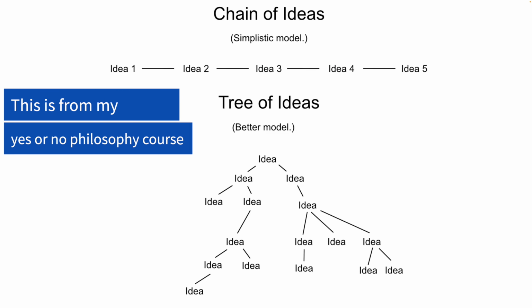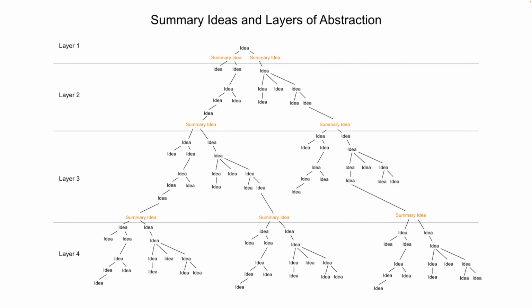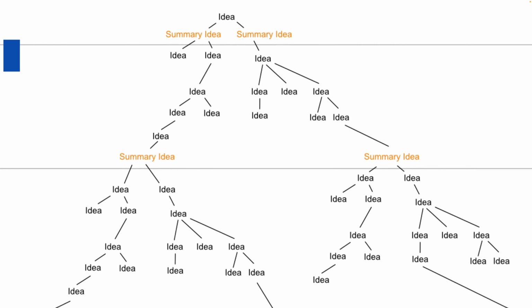Trees can contain ideas. Here's a more complicated idea tree. It uses summary ideas to make layers of abstraction of higher and lower level ideas. You can have ideas built out of previous ideas, and summary ideas can help organize that. Here's a closer look.